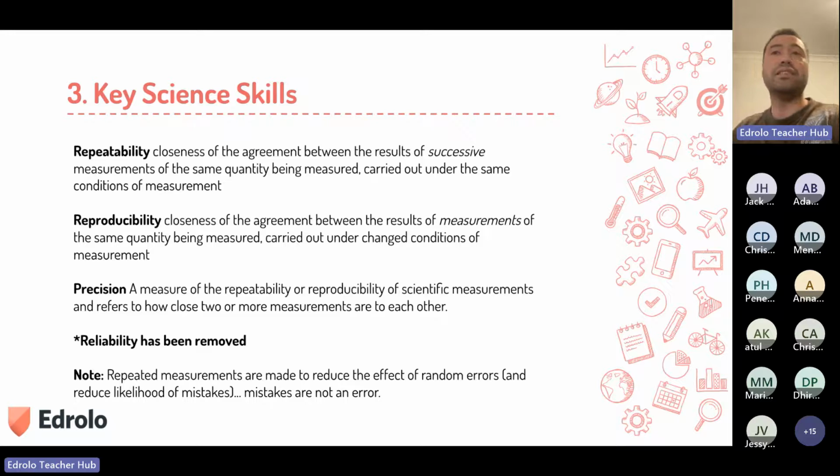Repeated measurements are made to reduce the effect of random errors and reduce the likelihood of mistakes. The study design dot point also says mistakes are not an error. So if a student says they made a mistake in this measurement, they should actually repeat that measurement until it's not a mistake. It's not an acceptable error for students to write down, if that makes sense. The definition of accuracy has not changed. So some slight wording changes for our key science skills as well.